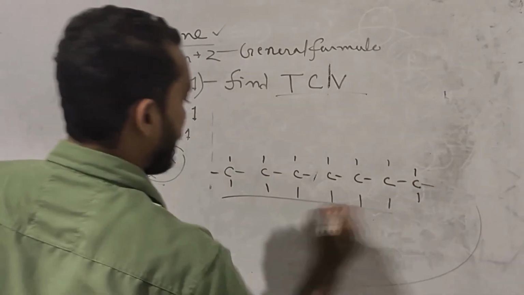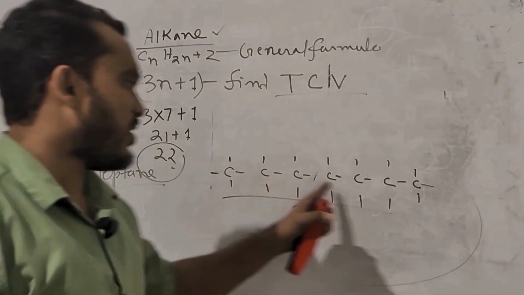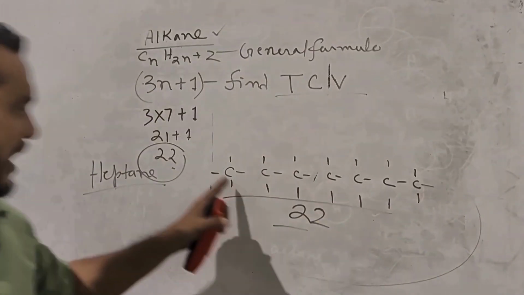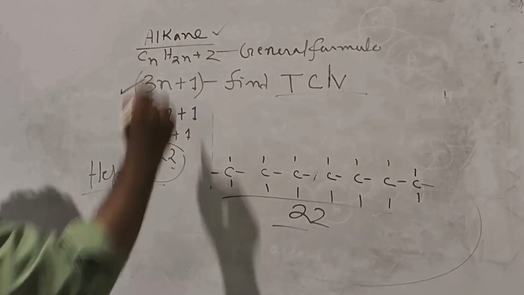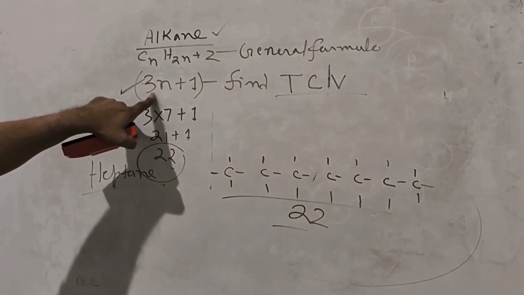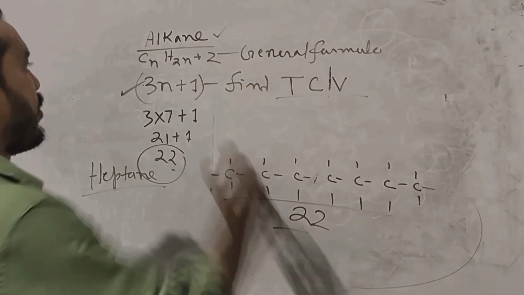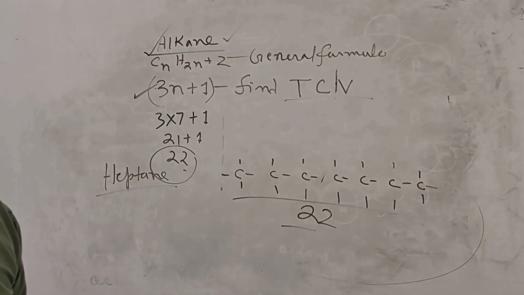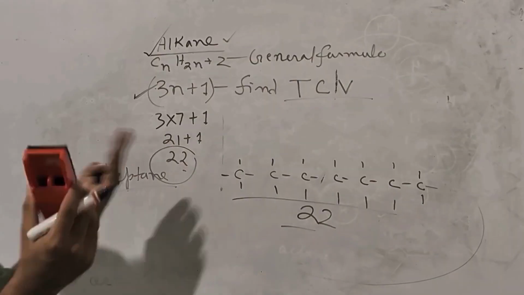Yes, total number of bonds is 22. So you need to draw the carbons and count them, so it takes time. It is better to use this formula. You use this formula 3n plus 1 to find out the total covalent bonds in case of alkane. Okay, now in the same way we'll check for alkene.